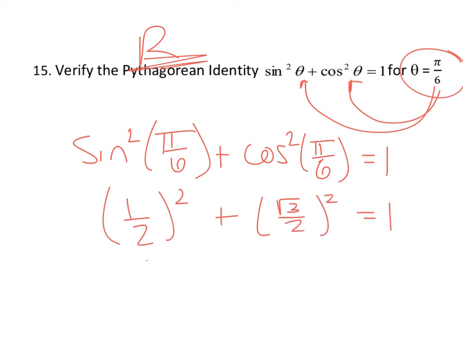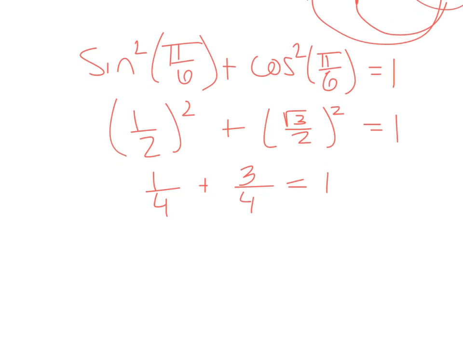When you square 1/2, you'll get 1/4. And when you square radical 3 over 2, you'll get 3 over 4, because the squared will cancel out the square root, and then 2 squared is 4. And these add together to 4 over 4, and we know 4 over 4 is 1. So 1 equals 1. Check.